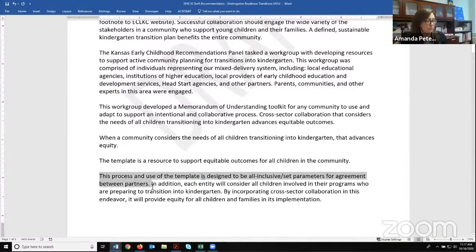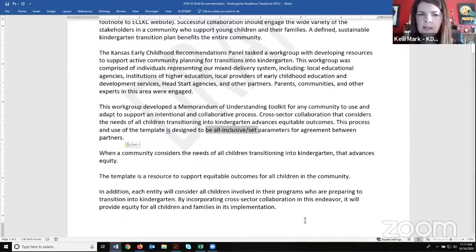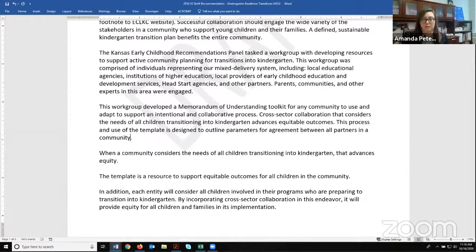So we could cut and paste this and say this process and use of the template is designed to. And I think we just need to decide on this last sentence that you're getting ready to paste in there. Are we trying to say it's designed to be all inclusive of the community partners, or are we trying to say it's designed to set parameters for the agreement? Those are two different things. Or is it designed to outline parameters for agreement between all partners in a community? Is that what we're trying to say here?